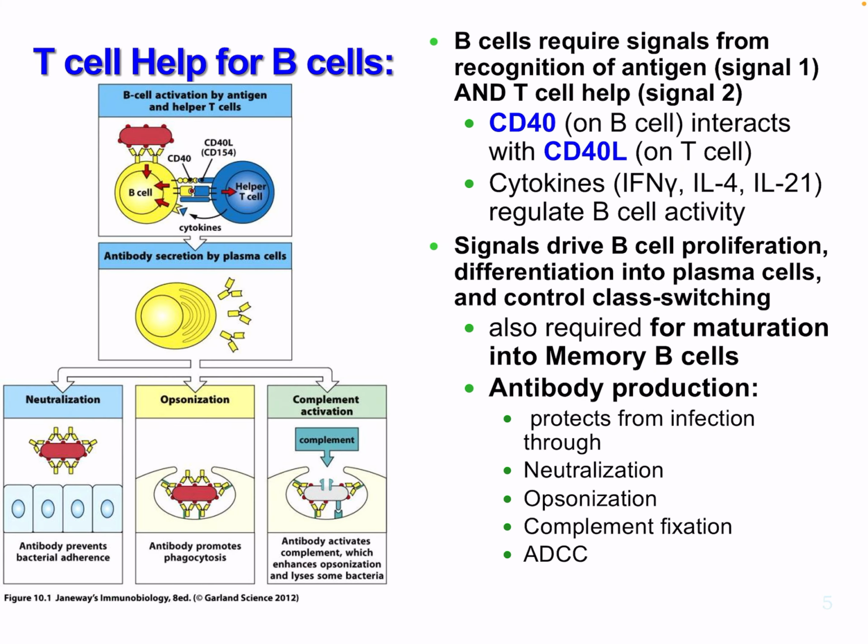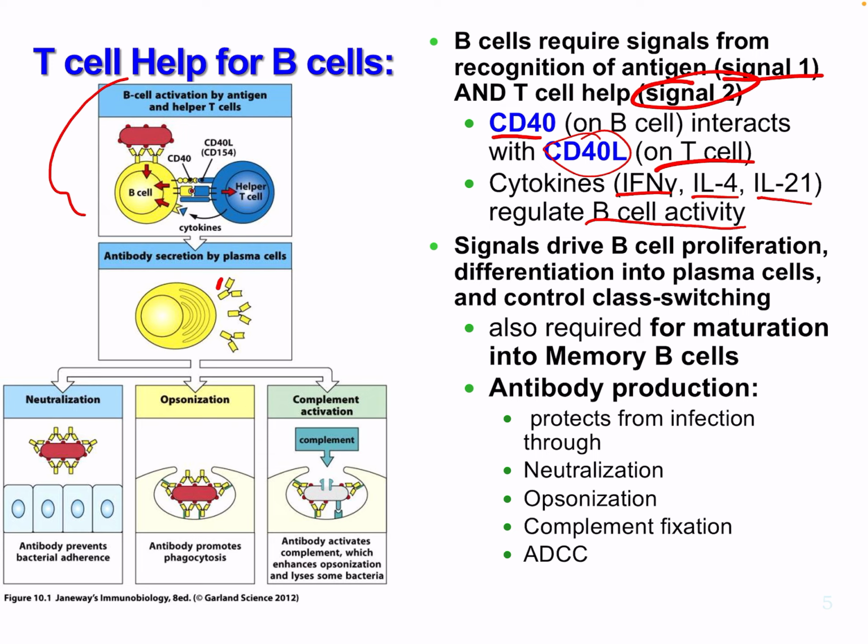So B cells require signals from recognition of the antigen, which is our signal 1, which we talked about before, and T cell help, which is signal 2. CD40 on the B cell interacts with CD40 ligand on the T cell. Then we have our cytokines like interferon gamma, IL-4, and IL-21, which regulate B cell activity. So we can see this summarized here. Then these signals drive B cell proliferation, differentiation into plasma cells, and control class switching.